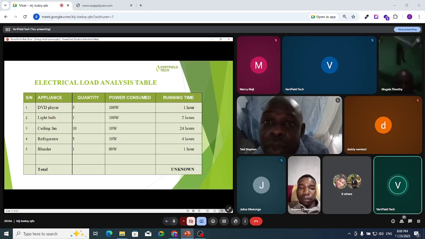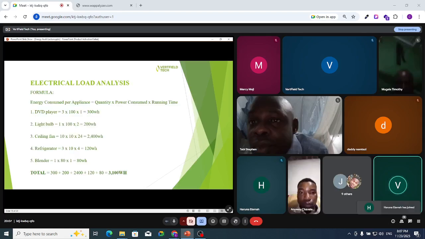For the DVD player, you have 3 multiplied by 100 by 1, which gives you 300 watt hour. For the light bulb, 1 multiplied by 100 by 2, which gives you 200 watt hour. For the ceiling fan, 10 multiplied by 10 by 24, which gives you 2400 watt hour. For the refrigerator, 3 multiplied by 10 by 4, which gives you 120 watt hour. For the blender, 1 multiplied by 80 by 1, which gives you 80 watt hour.